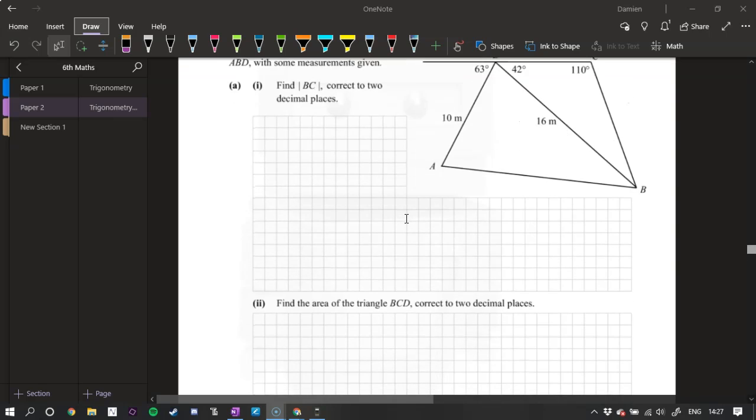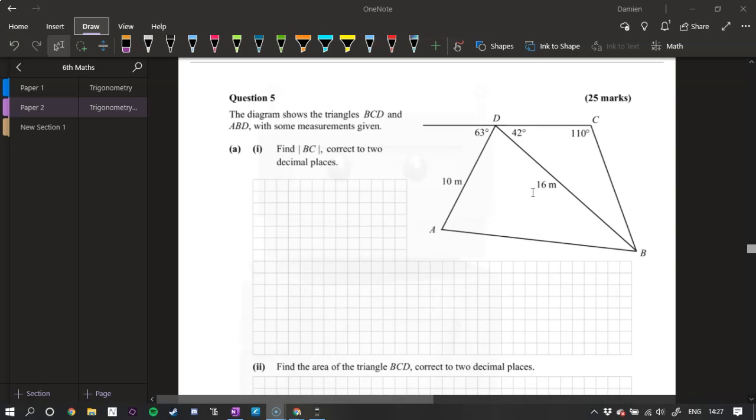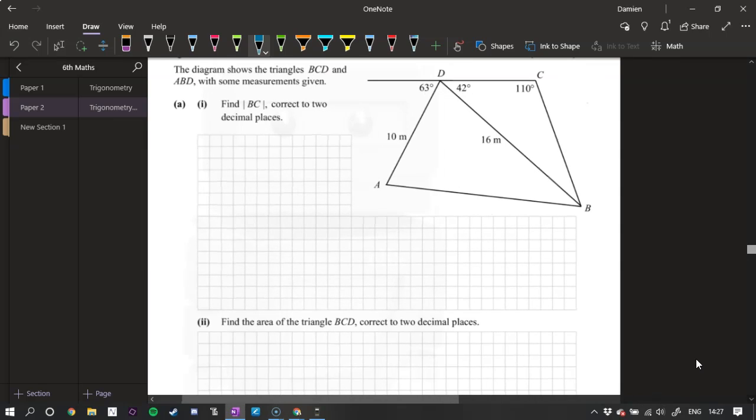Question 5. The diagram shows triangles BCD and ABD with some measurements given, and it wants us to find BC. So let's have a look. BC is what we want to find.